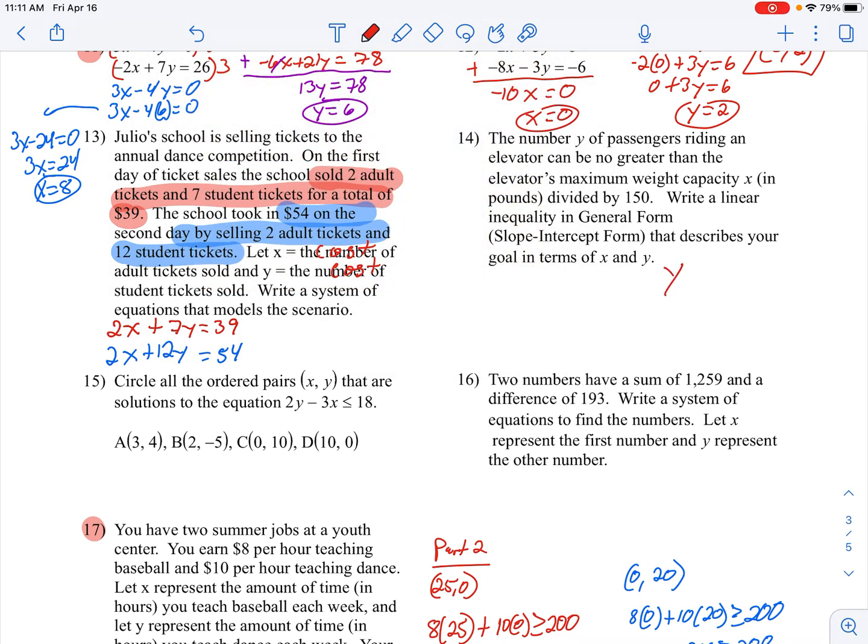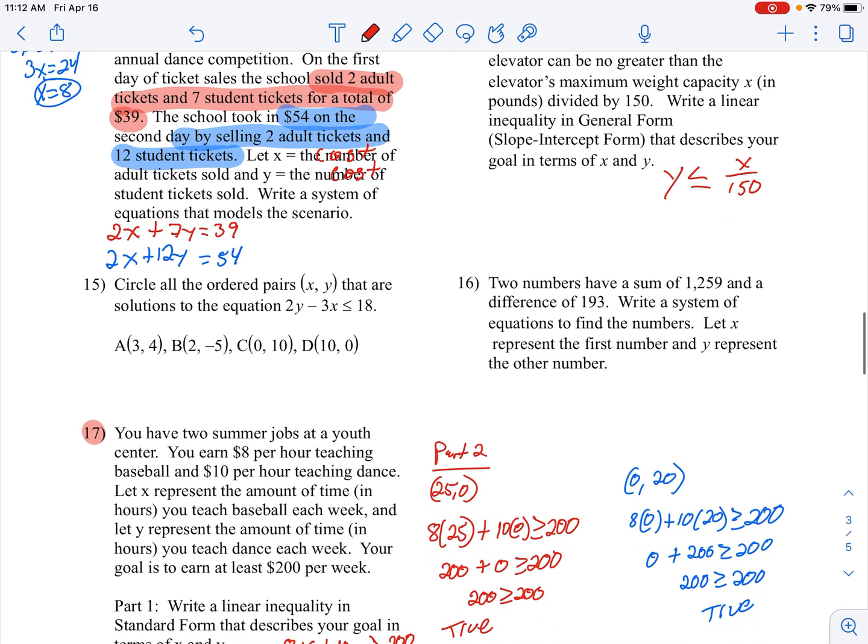So the number of passengers in this elevator can be no greater than the elevator's maximum weight capacity divided by 150. So the maximum weight capacity is just going to be however the amount of pounds it can do divided by 150. So right there is our solution, our linear inequality.